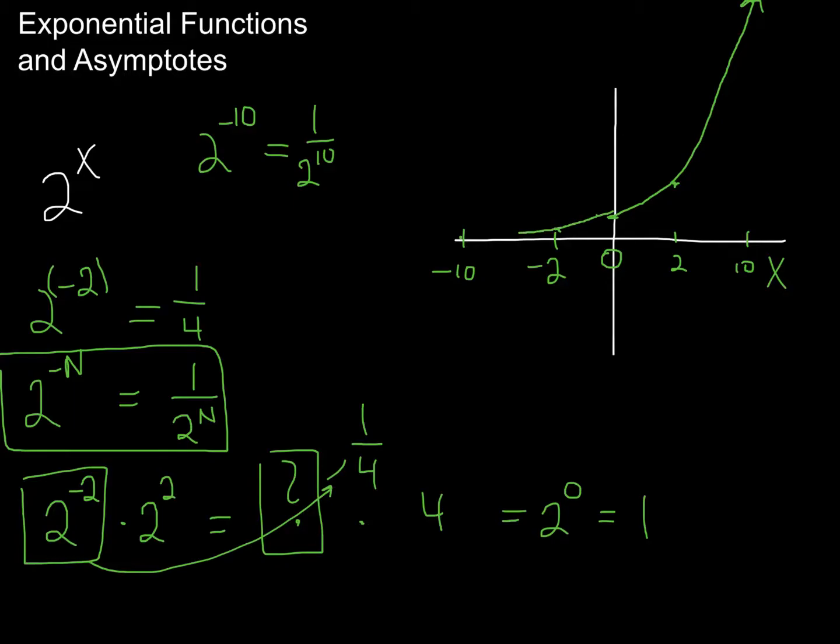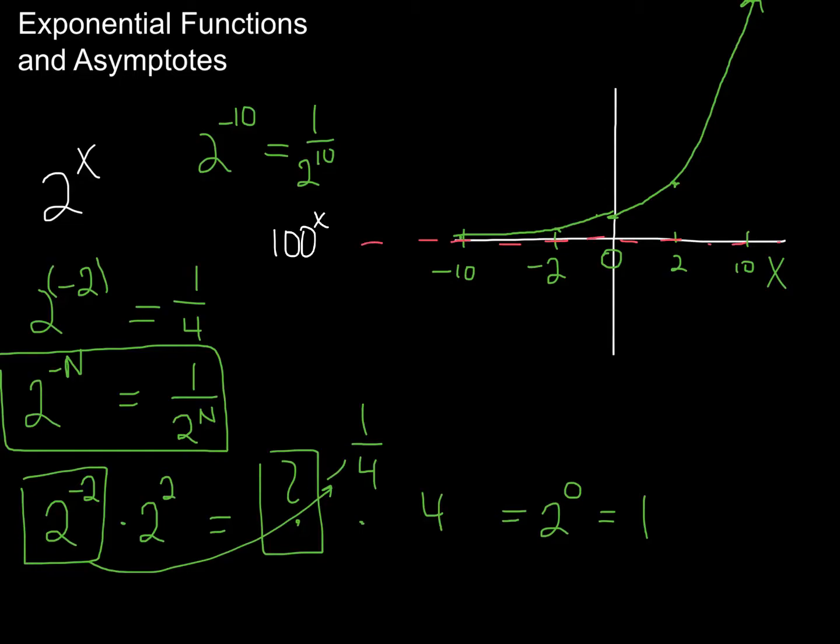So if we're connecting these, we should see that we're getting closer and closer to what? We're getting closer and closer to 0. And that's, in fact, the asymptote of this function, 2 to the x. And it would be the asymptote of any exponential function. So 100 to the x also has the same asymptote of y equals 0. It has a horizontal asymptote at y equals 0.